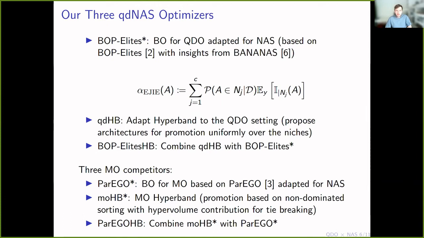We also adapt Hyperband to the quality diversity setting because in NAS, it's quite desirable to have multi-fidelity evaluation, and Hyperband is known to be well-performing. This is done by proposing architectures for promotion uniformly over the niche. Finally, we combine quality diversity Hyperband with BOP-Elites, resulting in an algorithm we dub BOP-Elites Hyperband, in essence, Bayesian optimization Hyperband, but for QDO.